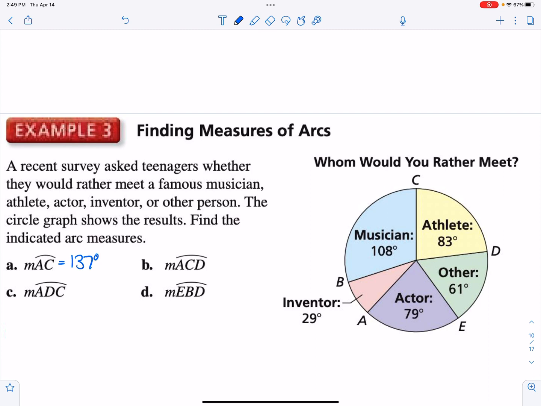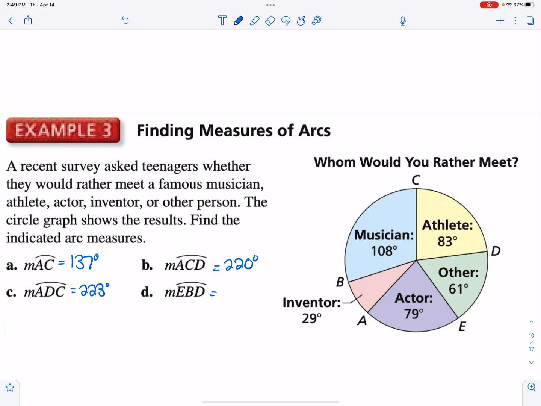Okay, ACD, again, following the order of the letters from A to C to D, that way we would have to do 29 plus 108 plus 83. And when we do that, we get 220. ADC, now again, it's the same letters, but we went the other way. So now we're going around our circle this way. So we do 79 plus 61 plus 83, and we get 223.